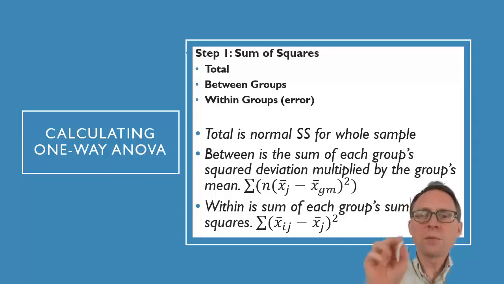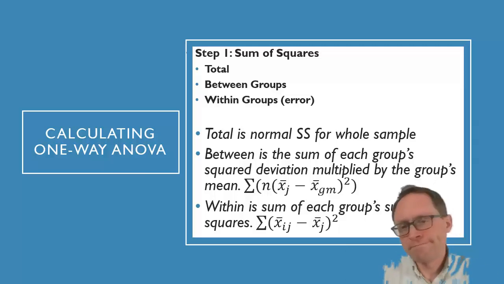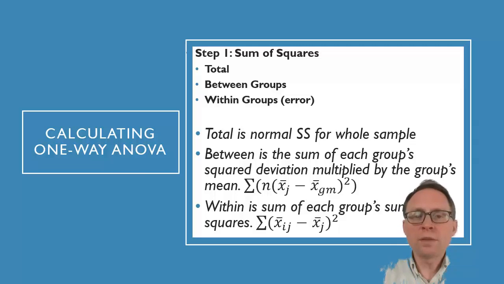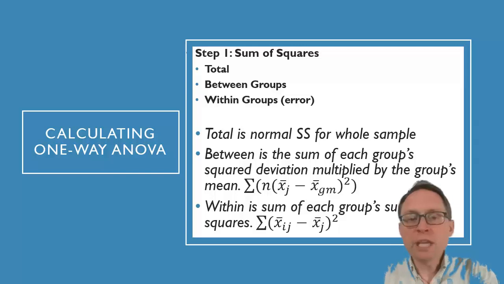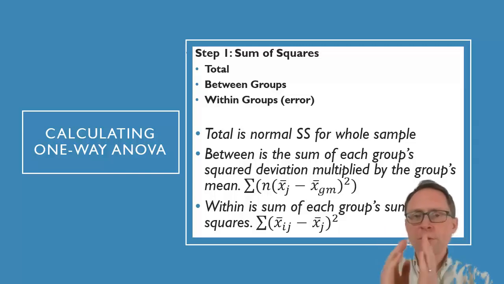But then we also need to get what's called between groups and then within groups. Sometimes within groups is called error. The between group sum of squares is going to be the sum of each group's squared deviation multiplied by the group's mean. So here's what's going to happen. We're going to split into three groups. We're going to take the whole sample and split them into three groups.